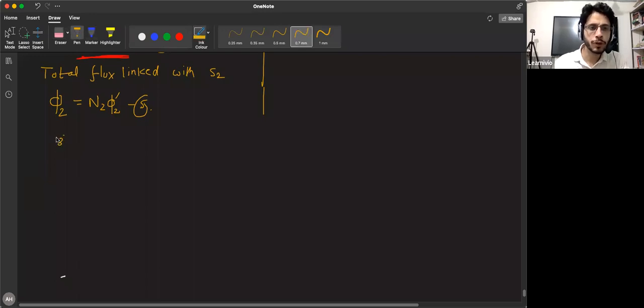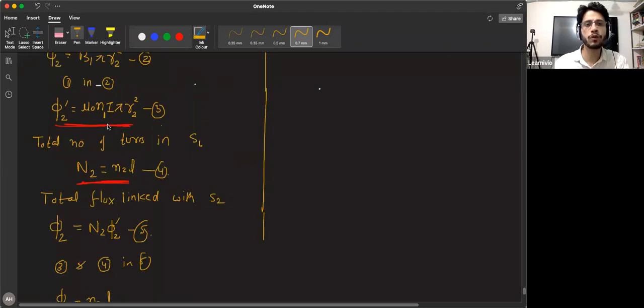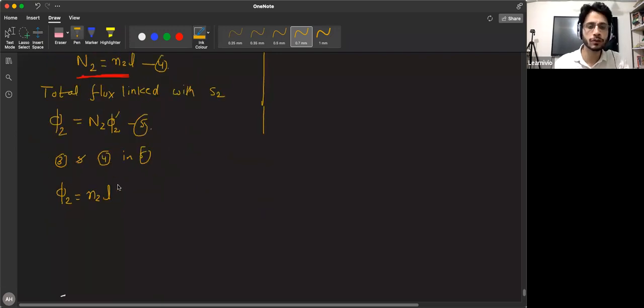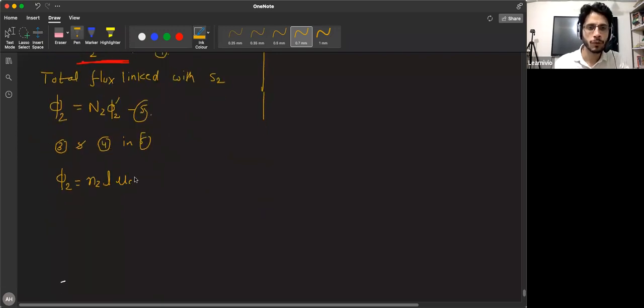So you can substitute 3 and 4 in 5. When you do this, the total flux becomes N2L multiplied by phi 2 prime, which is mu naught N1 I pi r square. That is equation number 6.